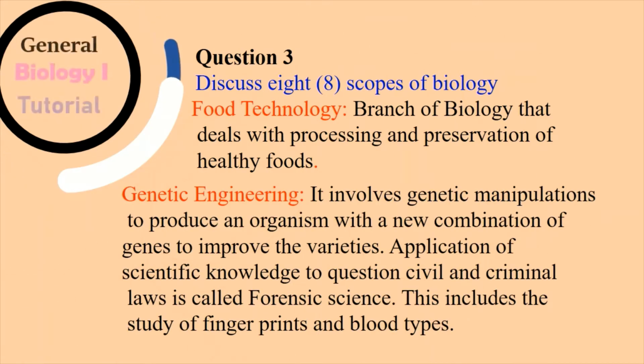Genetic engineering, it involves genetic manipulations to produce an organism with a new combination of genes to improve the varieties. Application of scientific knowledge to question civil and criminal laws is called forensic science. This includes the study of fingerprints and blood types.